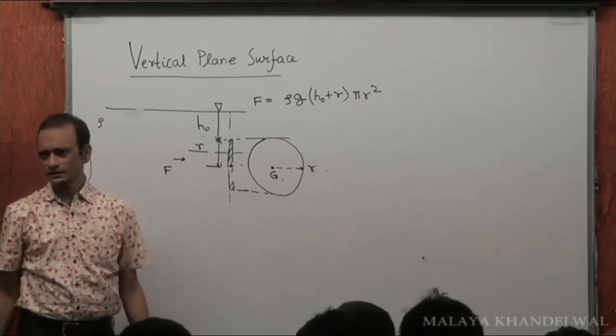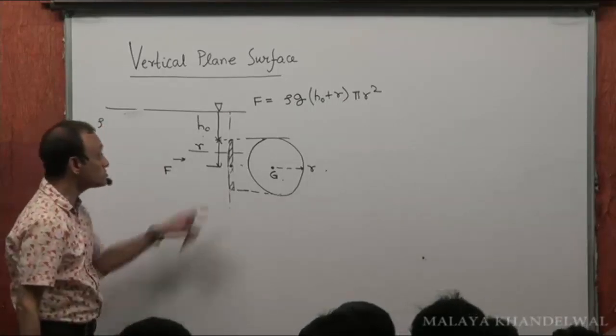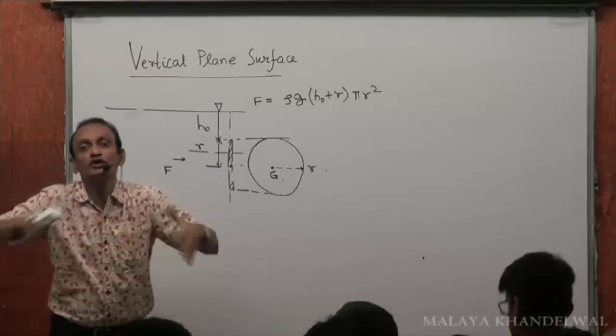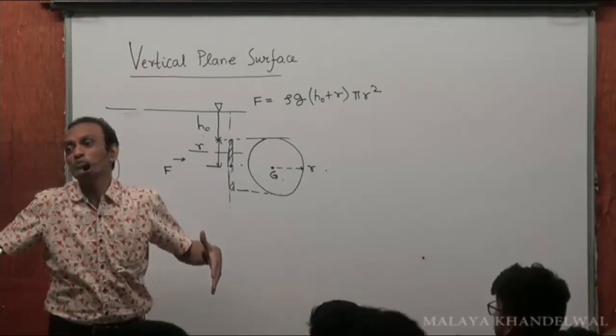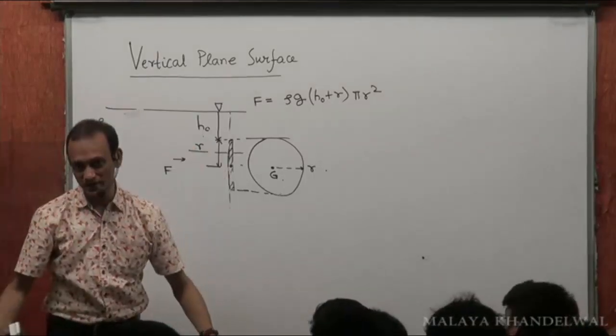Let me make it a little more involved. Suppose instead of a circular lamina, you had a trapezoidal lamina whose cross section is a trapezium. All right.